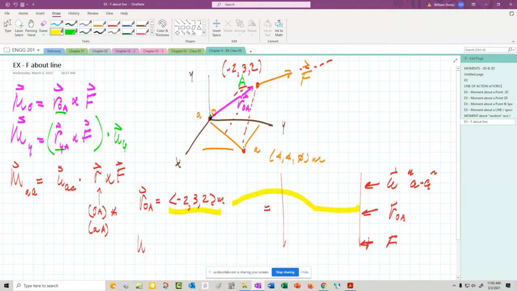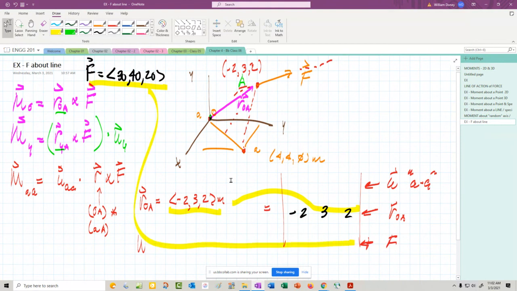That basically goes in here. So it's a -2, 3, and 2. The force vector we were given, I just didn't give it to you yet. It's a 30, 40, and a 20. So that is going to come down and go right in here.